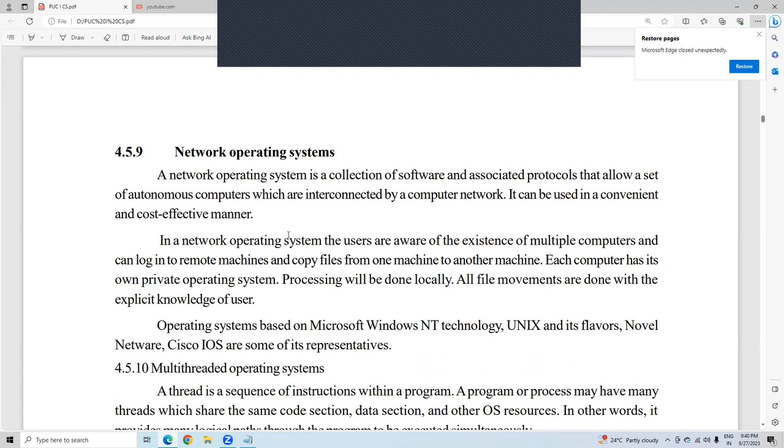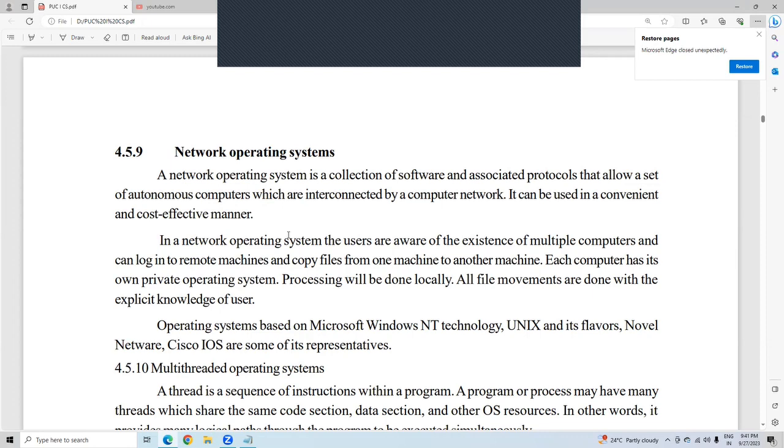And each computer will have its own private operating system. But along with that, when they want to communicate between the machines present in the network, at that time this network operating system will come into action, right? So whenever you are sharing some files, the files will be moved and shared with another computer without the knowledge of the user.